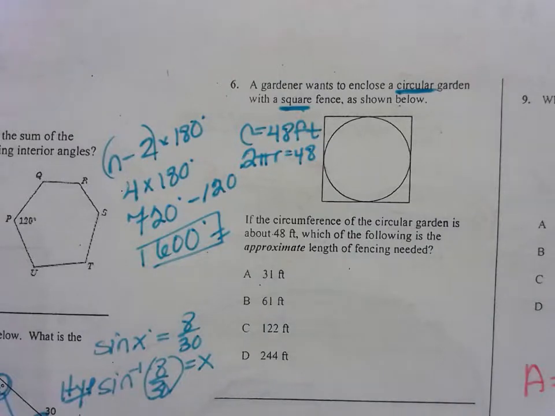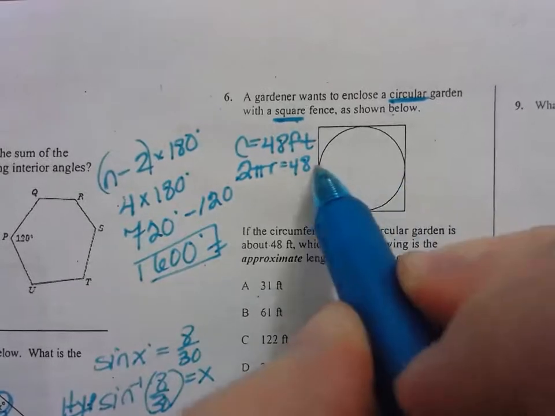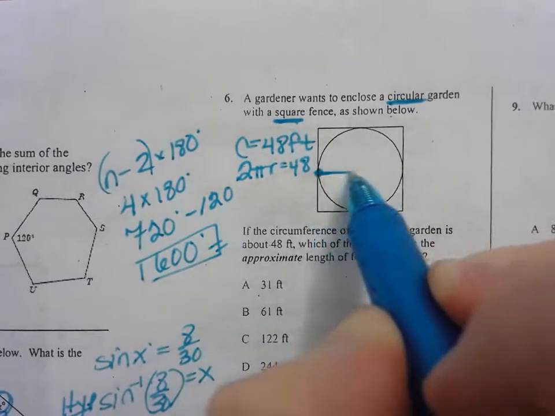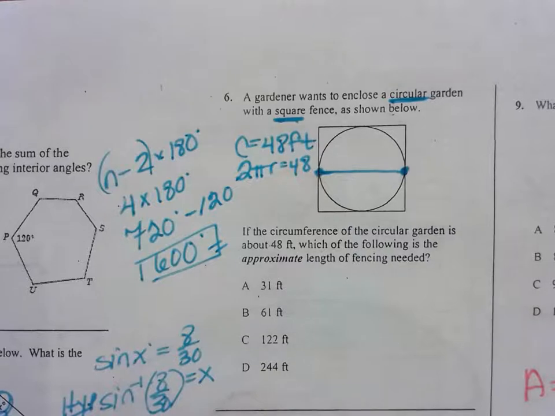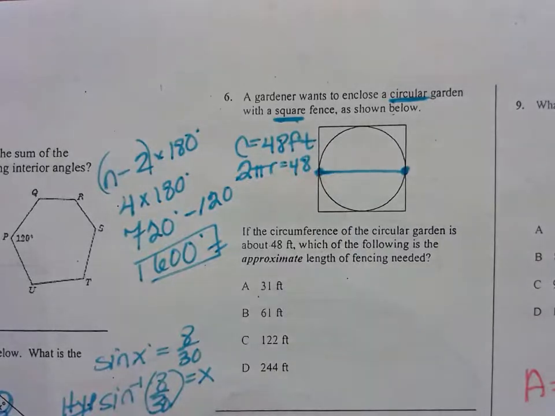If I know the radius of this... Oh, wait a second. They told us this was a circle inside of a square, right? So if we can figure out the diameter, what is that going to be equal to? The side of the square. Right?